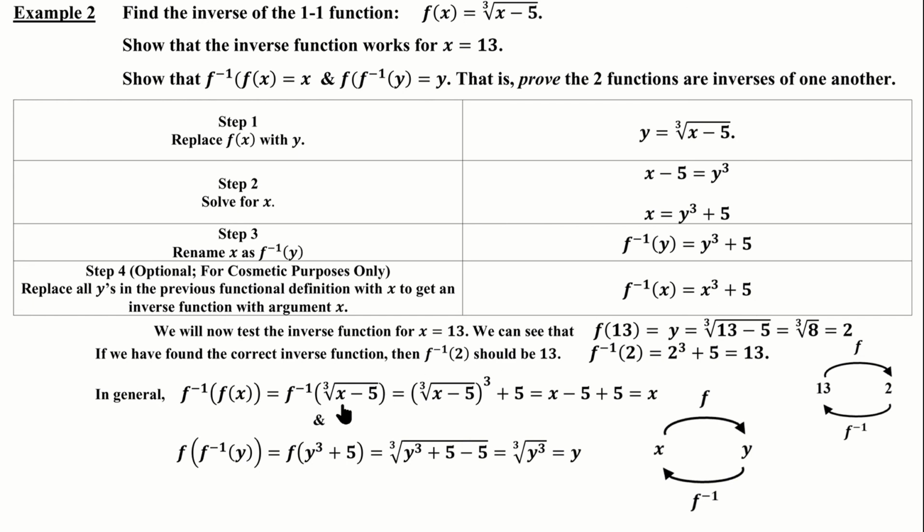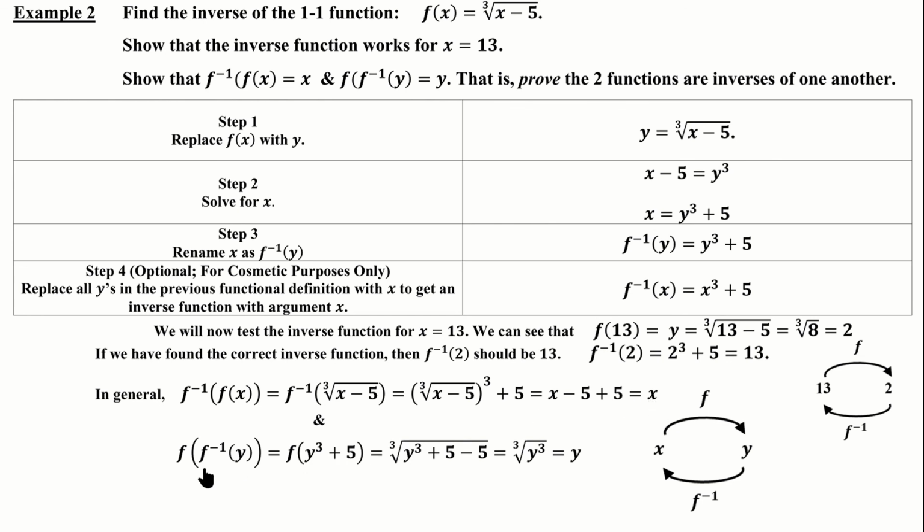So now you want to feed it this expression here, which is the definition of f. So it's going to do the same thing. It's going to cube it and then add 5. So you're going to end up with cube root of x minus 5 cubed plus 5. Now remember, the cube root of a radicand cubed is just going to give you the radicand. So you just get x minus 5 plus 5, which is in fact x.